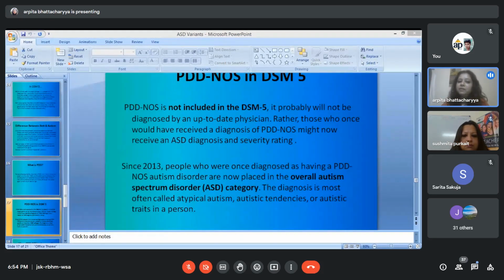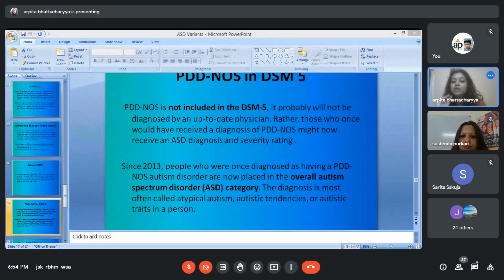PDD-NOS is not included in DSM-5. Again, it probably will not be diagnosed by an up-to-date physician. As I said, it's officially not included. Rather, those who once would have received a diagnosis of PDD-NOS earlier might now receive an ASD diagnosis with a severity rating.